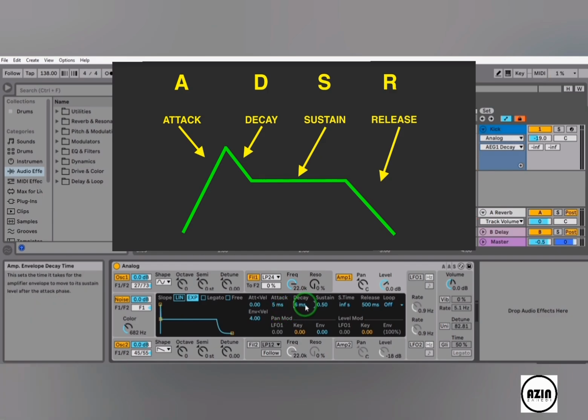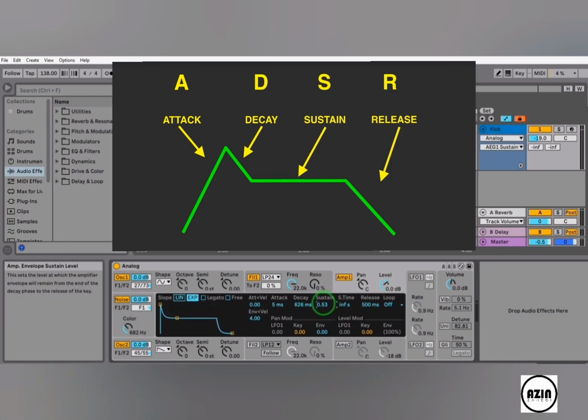4. Decay, or D. After reaching full volume, how fast it falls to sustain. Pluck, short decay, 80 to 200. Bass, medium decay, 150 to 350. Lead, long, 300 to 600. Pad, long, about 500 to 2 seconds. Decay determines the body of the sound.